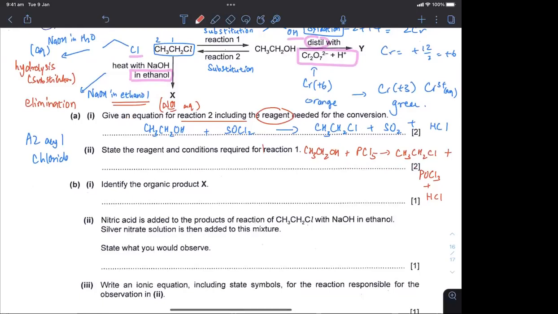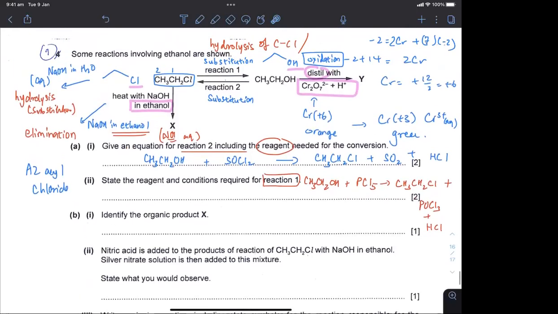Now, reaction 1. Reaction 1 is your hydrolysis. So we are going to be using NaOH, aqueous. Has to be aqueous, or you say in water, and also reflux. If you just say NaOH, it wouldn't work because hydrolysis is done in aqueous conditions.